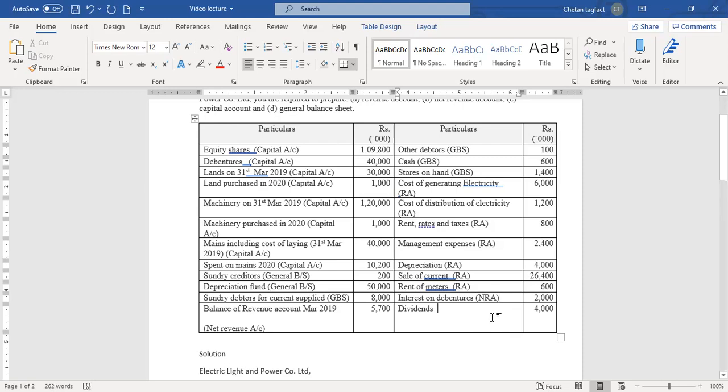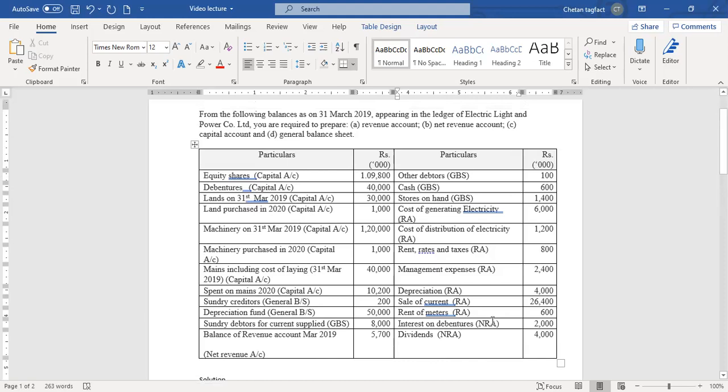Similarly, dividends are also distributed out of the profits to the shareholders after paying the fixed charges. So this is also an appropriation of profits. So this is taken in the statement prepared in lieu of the P&L appropriation account, that is your net revenue account. So this is the analysis of the items given in the problem, and we have identified in which account these items are to be taken and why.